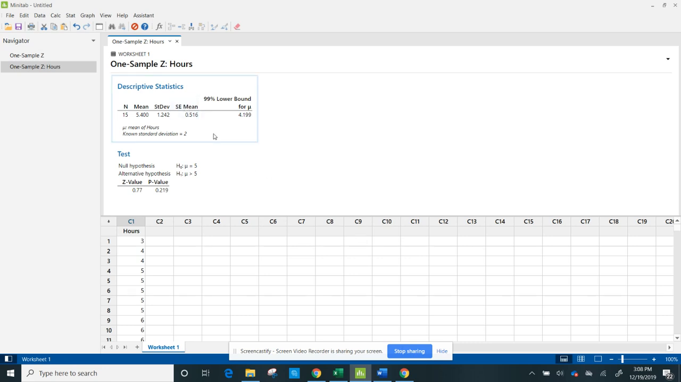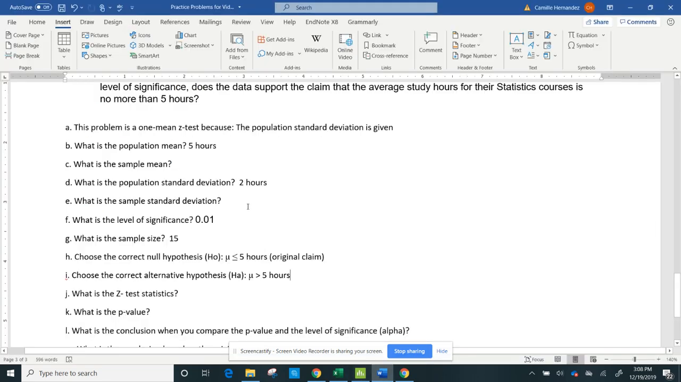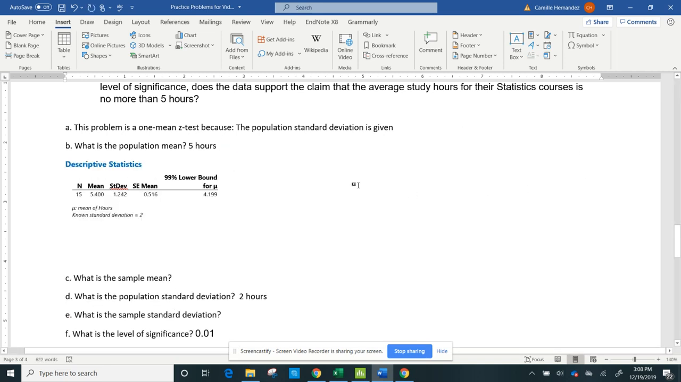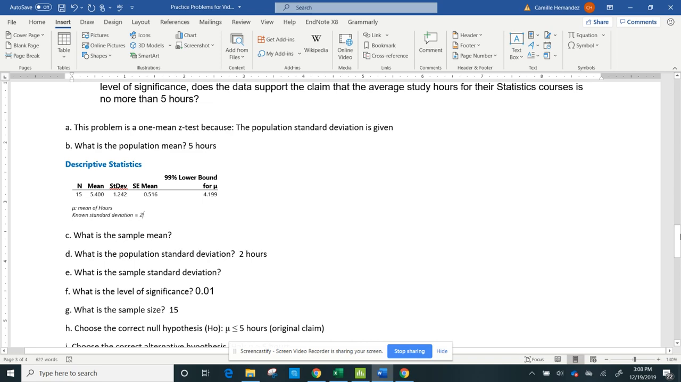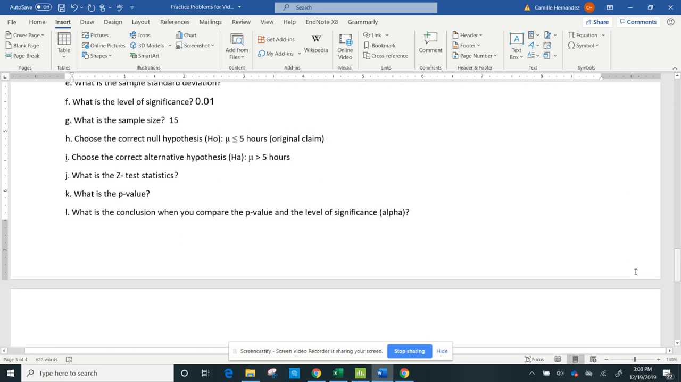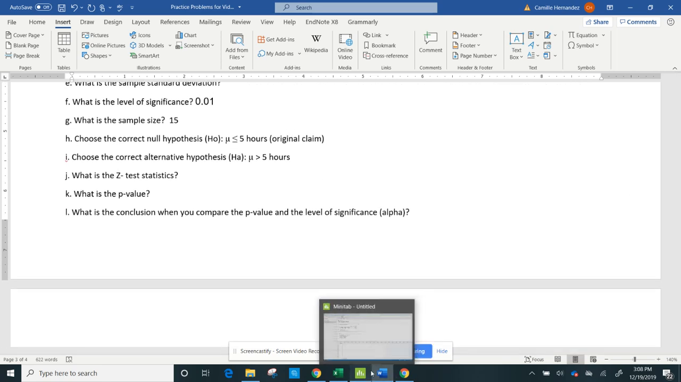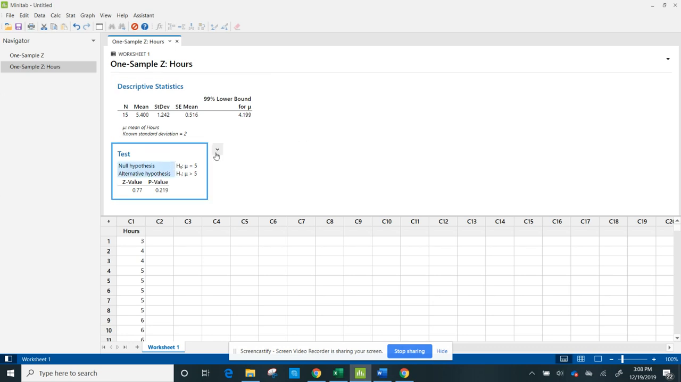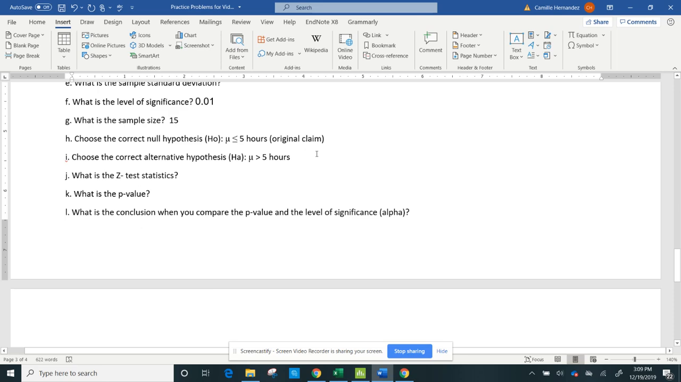And look, I'm given a lot of information. I'm going to copy and paste it to the Word doc so I can look at it. So I was missing this, so I'm going to go back here and put that in here, right here, and we can talk about it in a second. And then I need the Z and the p-value, and that is given to me right here.